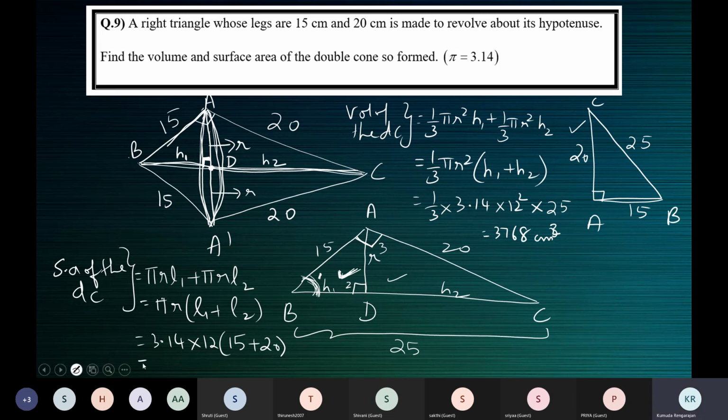So on the calculator, I see 1318.8 centimeters square.